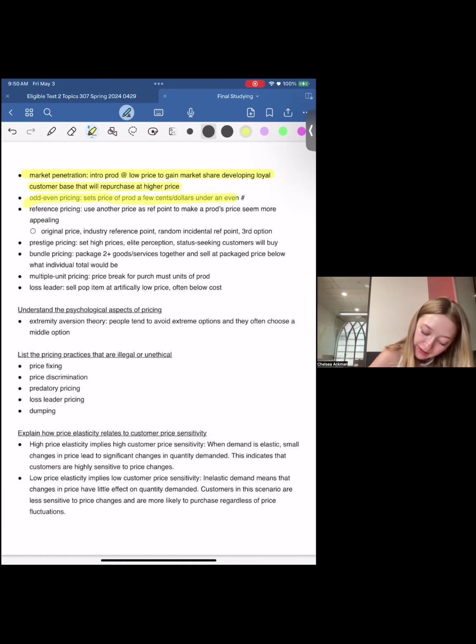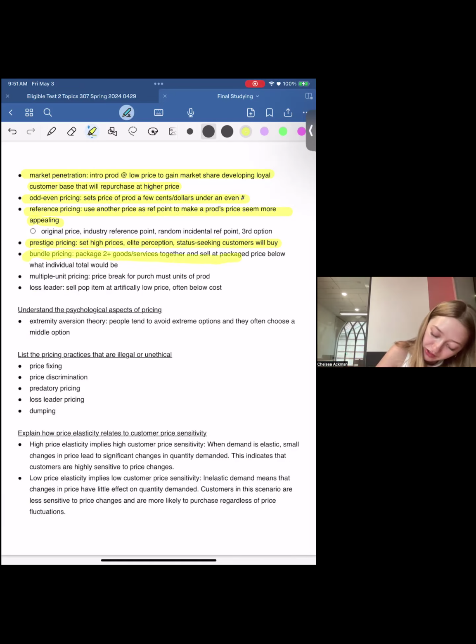Odd even price, you set the price of a product a few cents or dollars under an even number. Reference pricing, you use another price as a reference point to make a product's price seem more appealing. This can be either the original price, the industry reference point, random incidental reference point, or a third option. Prestige pricing, you set higher prices to create an elite perception, and status-seeking customers will buy your product.